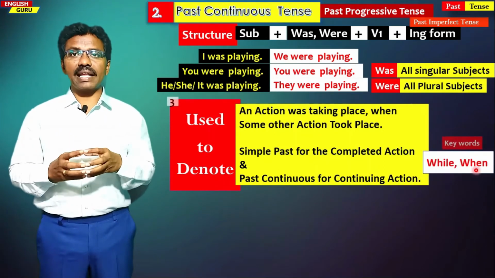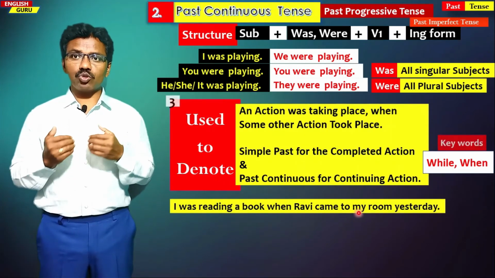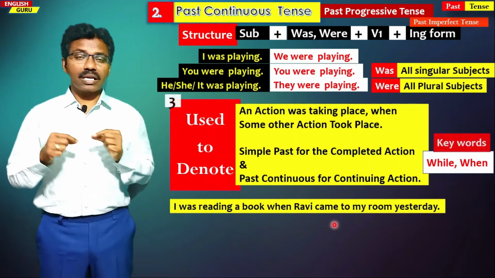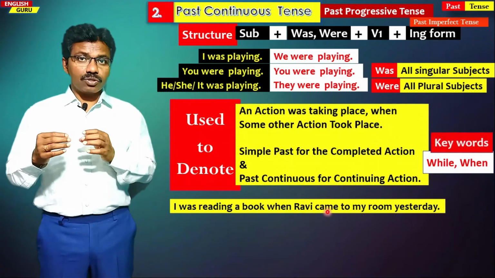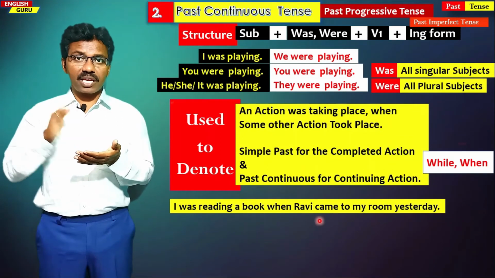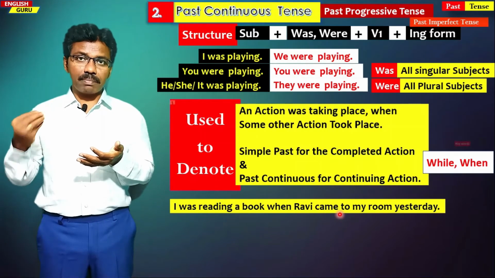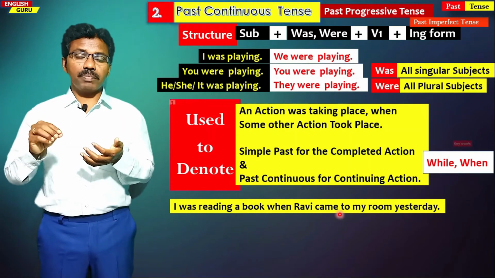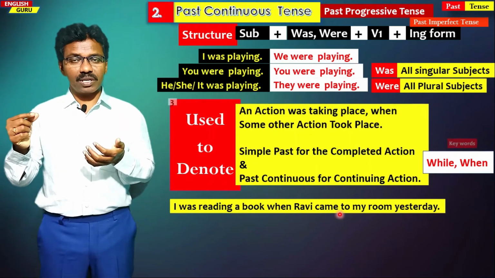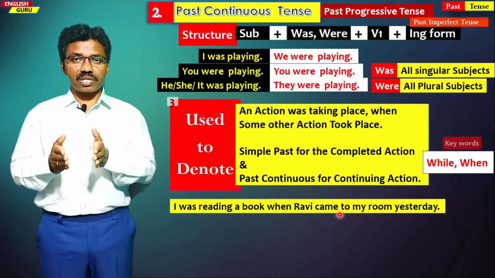Let us see an example. I was reading a book when Ravi came to my room yesterday. So here there are two verbs, was reading and came. I was reading, so the activity of reading was continuing. At that time Ravi came, so that action completed. That's the reason the completed action was written in simple past tense: subject Ravi plus verb two, came. But here, I was reading, so it is in past continuous tense.